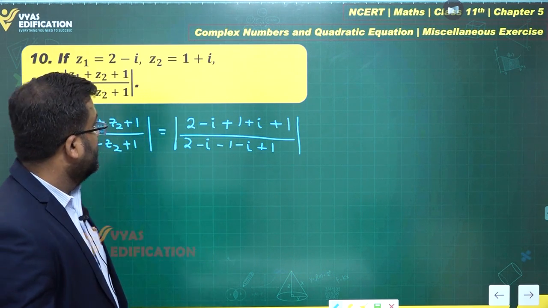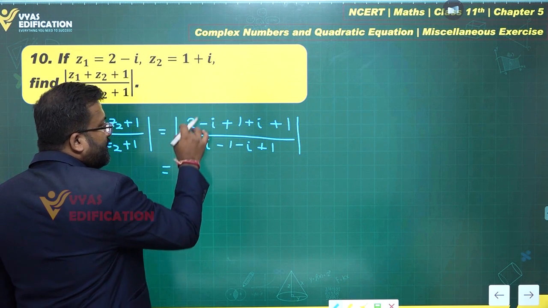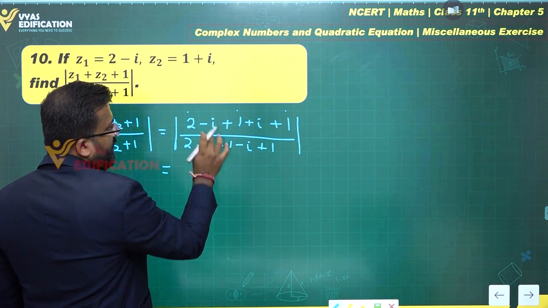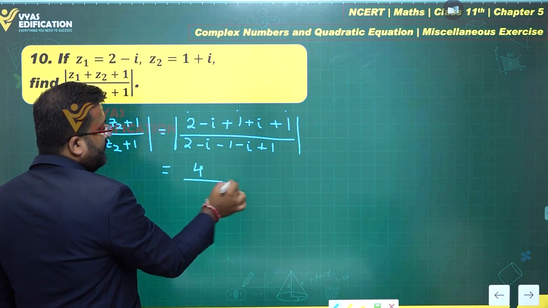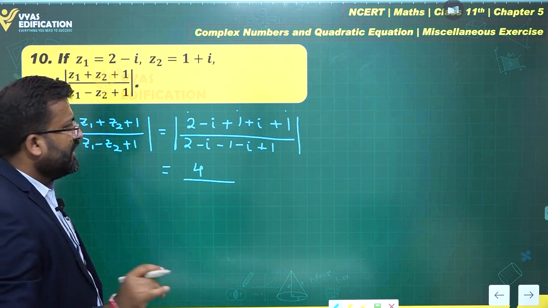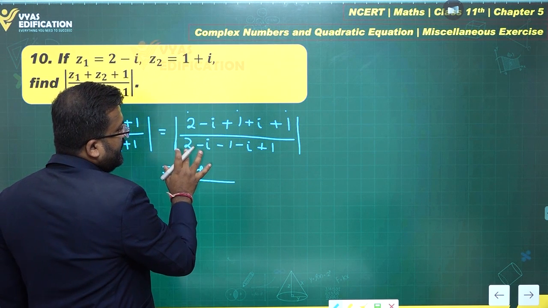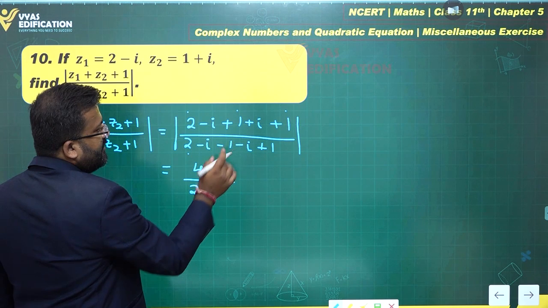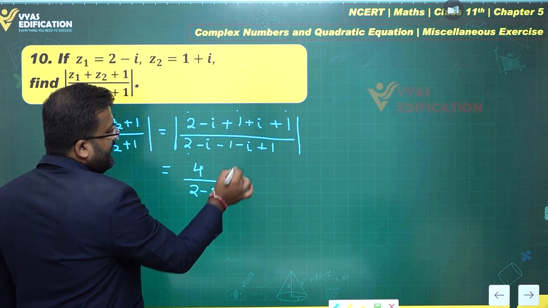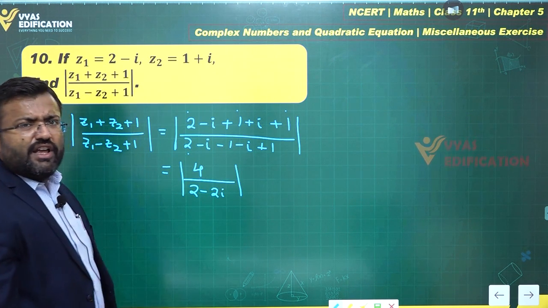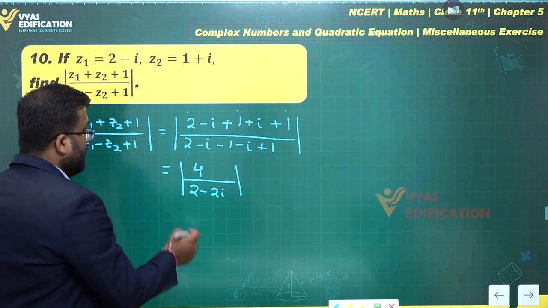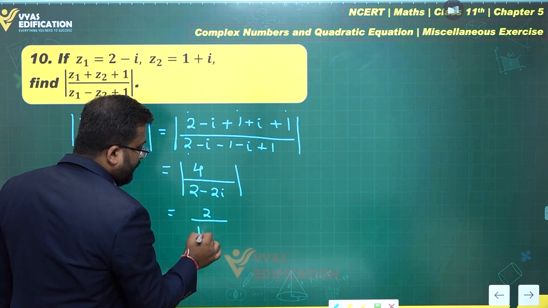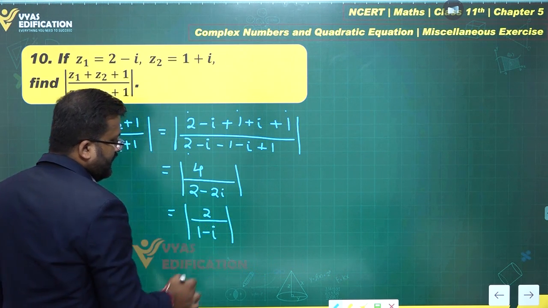Yes. Okay. Let's add the real parts together in the numerator. 2, 1, 1, that is 4. Minus i plus i is gone, that will give me a 4 in the numerator. What about the denominator? In the denominator I have 2 minus 1 plus 1, which is 2, minus i, which is 2 minus 2i in the denominator. This is what I get in the denominator. Okay. I can cancel this factor of 2 and I'll get modulus of 2 upon 1 minus i.